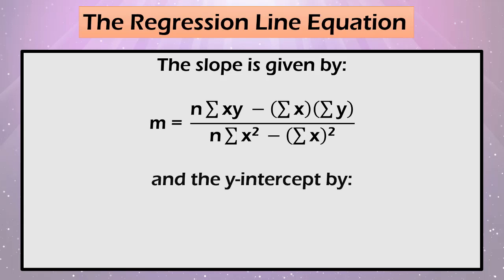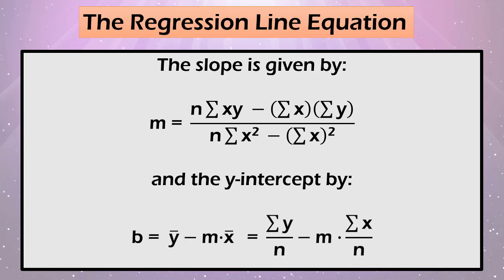To find the value of b, which is our y-intercept, b is y bar minus m times x bar, which is sigma y over n minus m times sigma x over n. So what is sigma y over n? Well, that means you add up all the y's and divide by how many data points there were. That's the average of the y coordinates. And sigma x over n, you add up all the x's and divide by the number of data points. That's the average of the x coordinates. That's why they're called x bar and y bar.